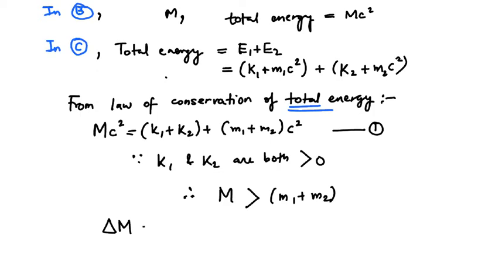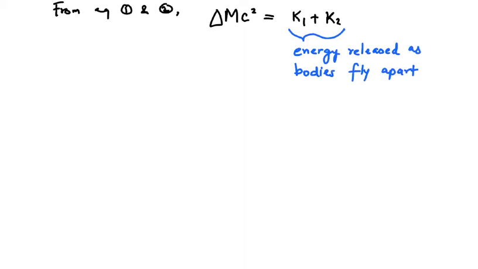Here K1 plus K2 is the total kinetic energy released as the bodies fly apart. We can say that the change in the rest mass, delta M, has been converted into kinetic energy. The rate of exchange between mass and energy is given by the familiar equation, energy equals mass times c squared. The kinetic energy released as the bodies move apart is the same as the work done to bring them together in the first place. Therefore, delta M c squared is equal to the work done to push those bodies together, as in case B in their bound state.